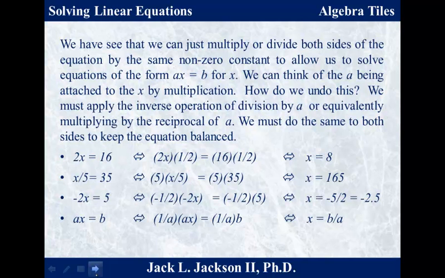x divided by 5 equals 35. Multiply both sides by 5 to get x by itself on the left. 5 times 35 is 175. That's a typo. 175. Negative 2x equals 5. Multiply by the reciprocal, which is negative 1/2. And that gives us positive 1x, or just x on the left. And on the right, we get negative 5/2. Or in general, if we have a times x equals b, multiply both sides by 1 over a, and we get x equals b over a.